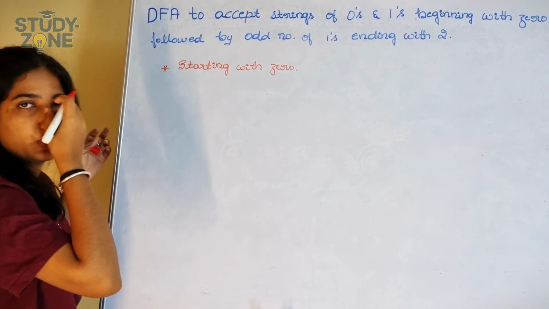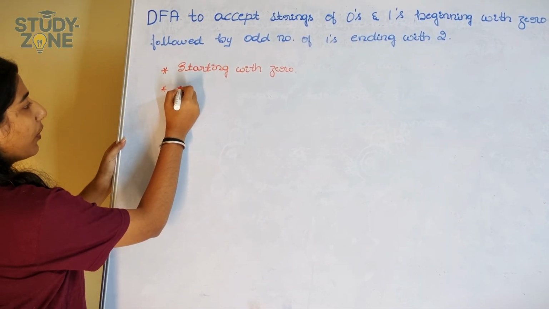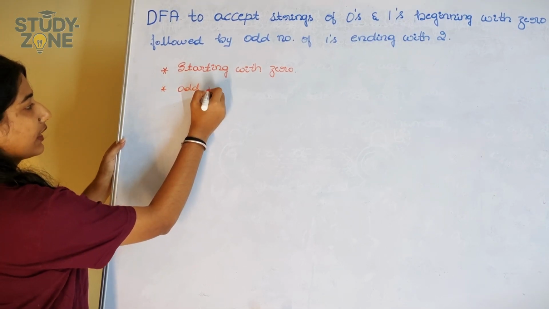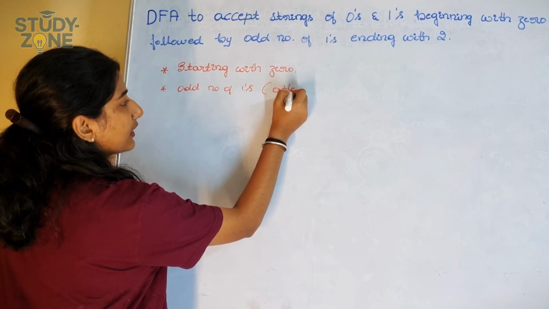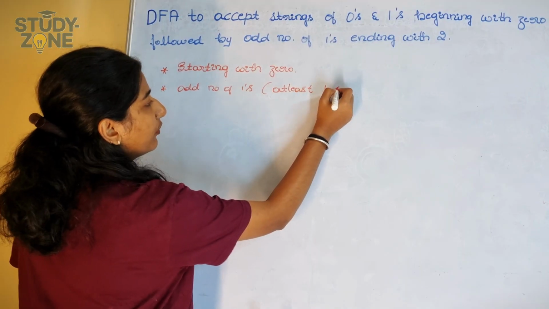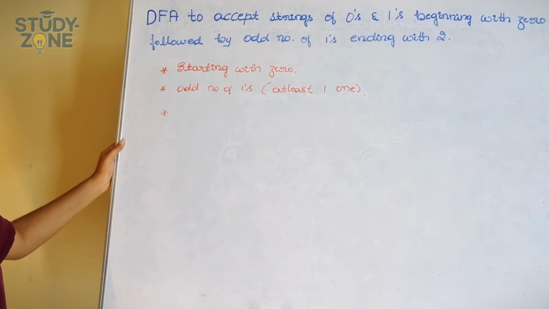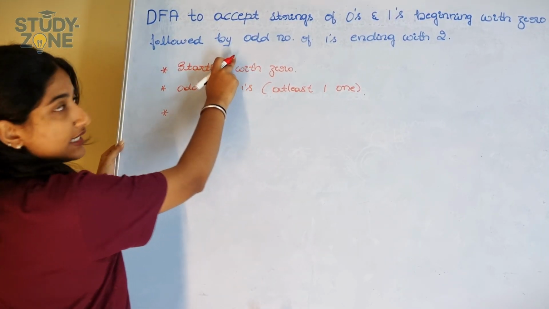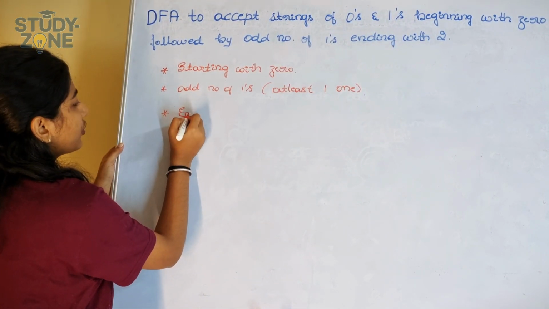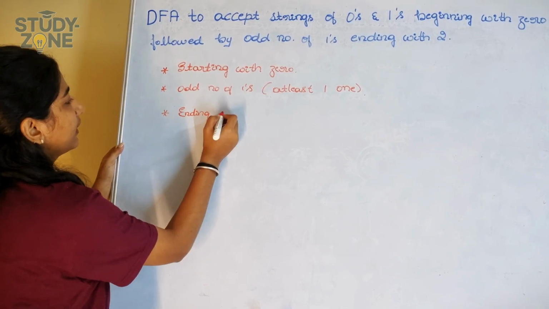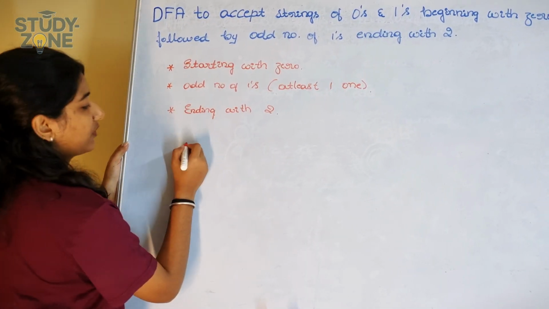Which means it should start with 0 and then it should have odd number of ones, which means at least one should be there. And then we have ending with 2. Followed by is applied for odd number of ones and ending with 2 also, and it should end with 2. So to be clear, let's represent this one.